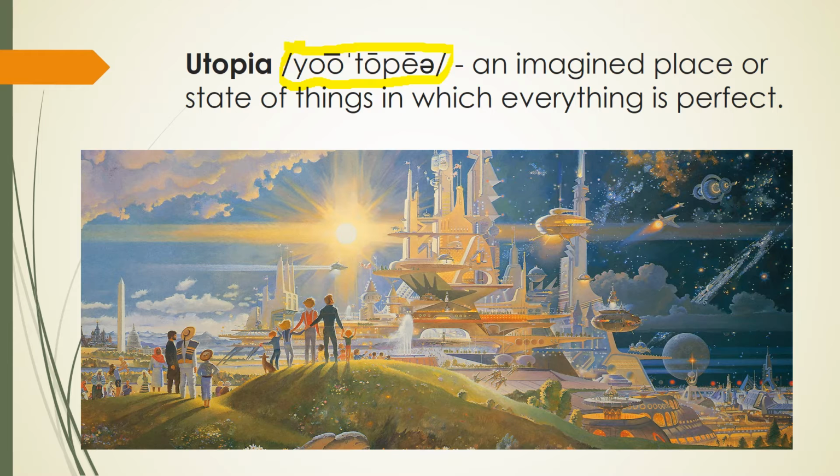Utopia is pronounced with the Y-O-O sound instead of the soft O. It's a hard U sound. And anytime you've got the long dash above one of your vowels, that means you're going to pronounce it as the long vowel sound, tope, and then the upside down E indicates the schwa sound, so it's utopia. This isn't a word that we've looked at a lot, so I just wanted to make sure that you know how to pronounce it.